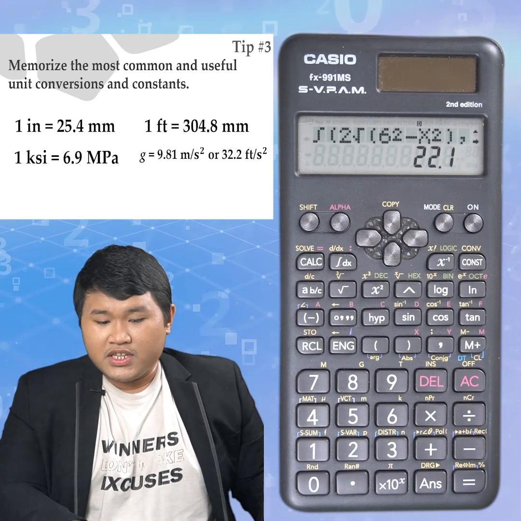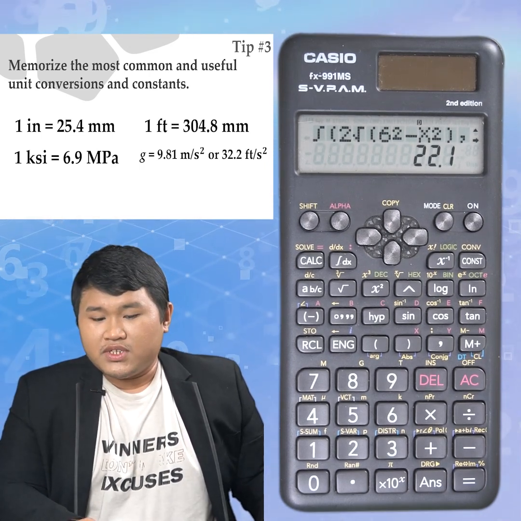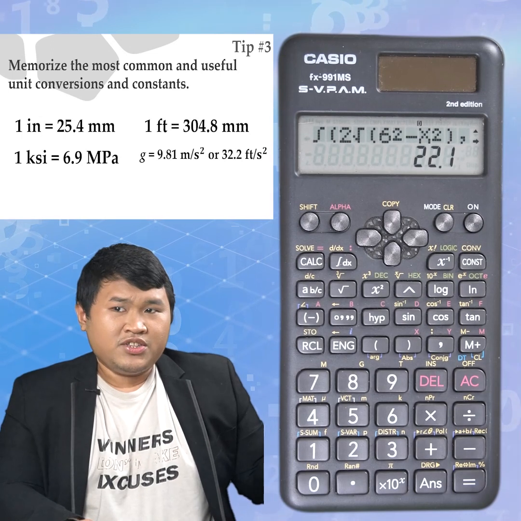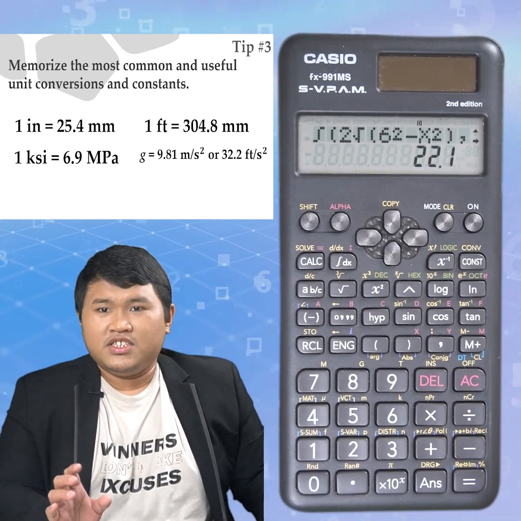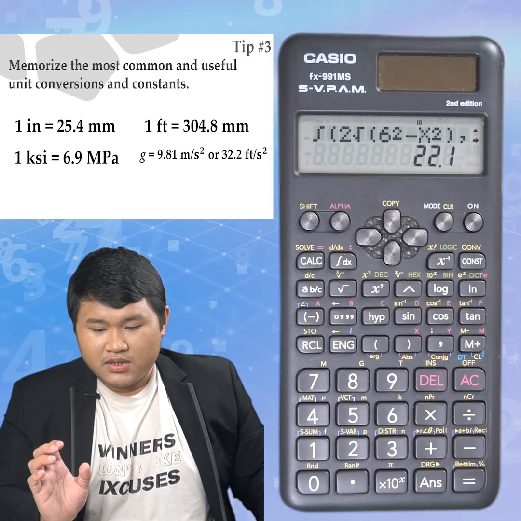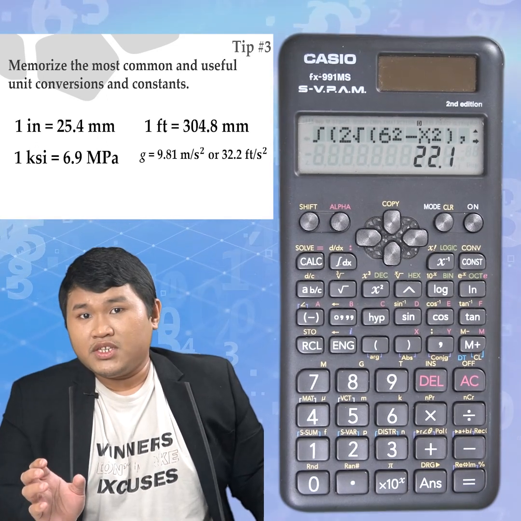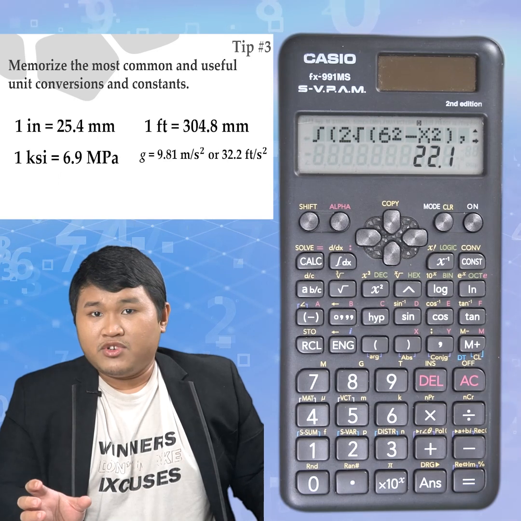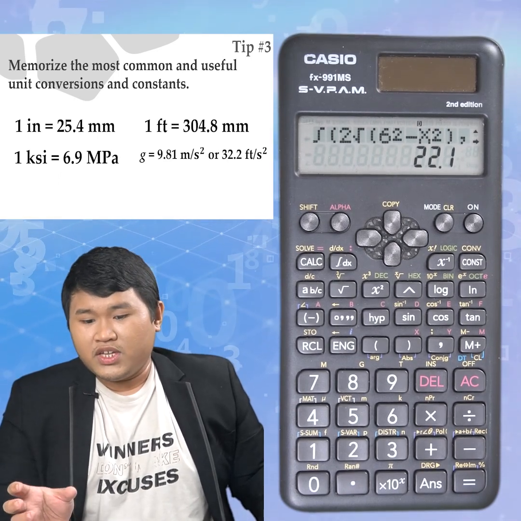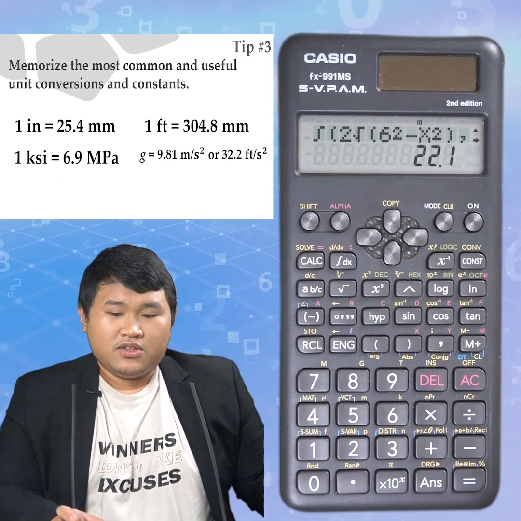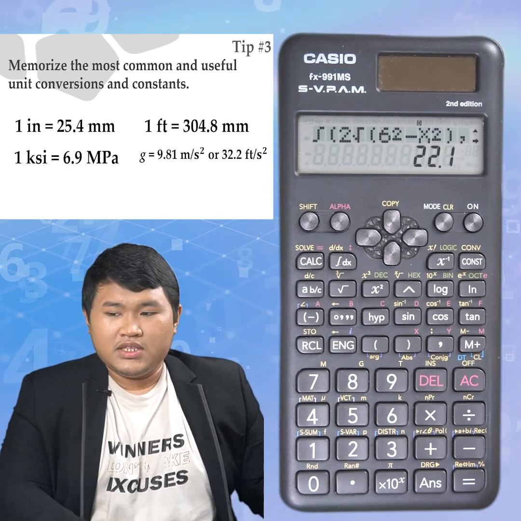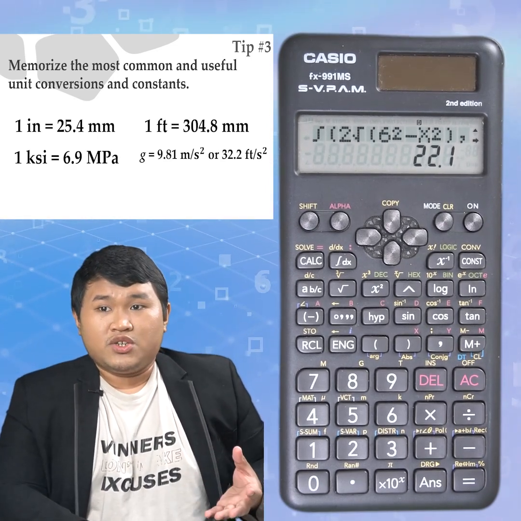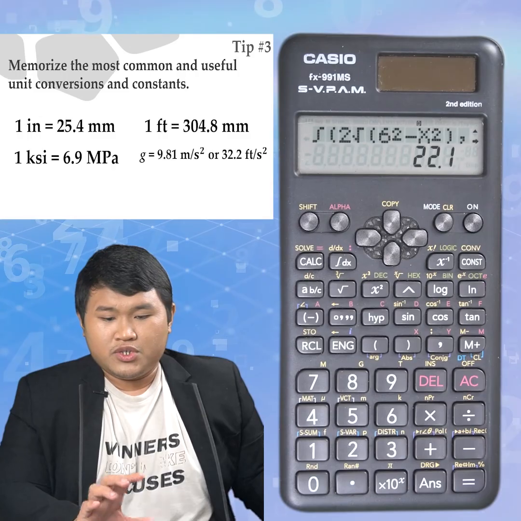And then for the constants, of course, the value of g, which is 9.81. In the calculator, it's more exact. It's 9.80665. But for many engineering purposes, 9.81 is enough. And in feet per second squared, it's 32.2, and it's not even in the calculator. So try to memorize them. It speeds up calculation because you do not need to search for those conversions or constants.